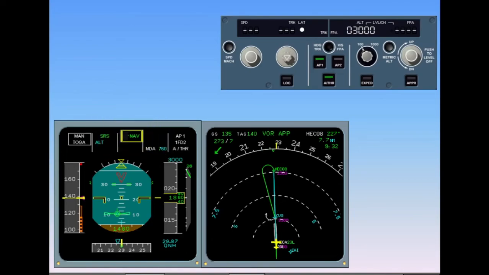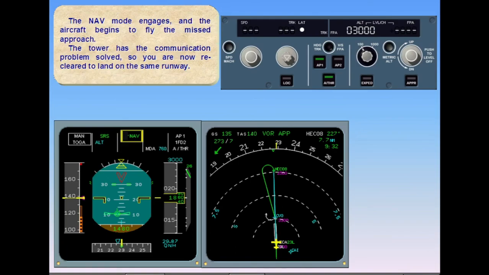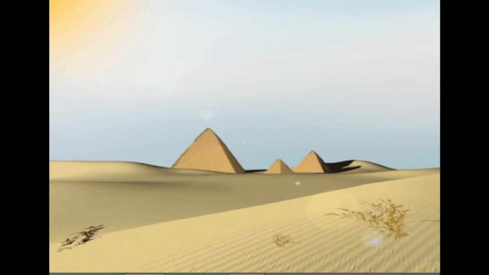The tower has the communication problem solved, so you are now re-cleared to land on the same runway. Airport and runway in sight, cleared to land.